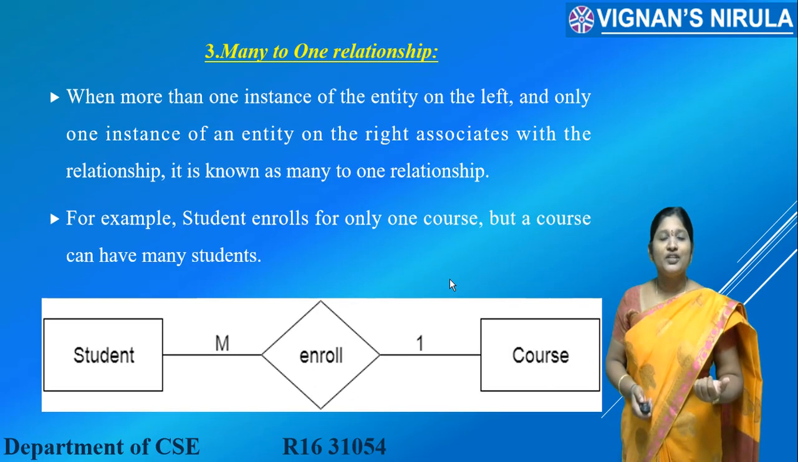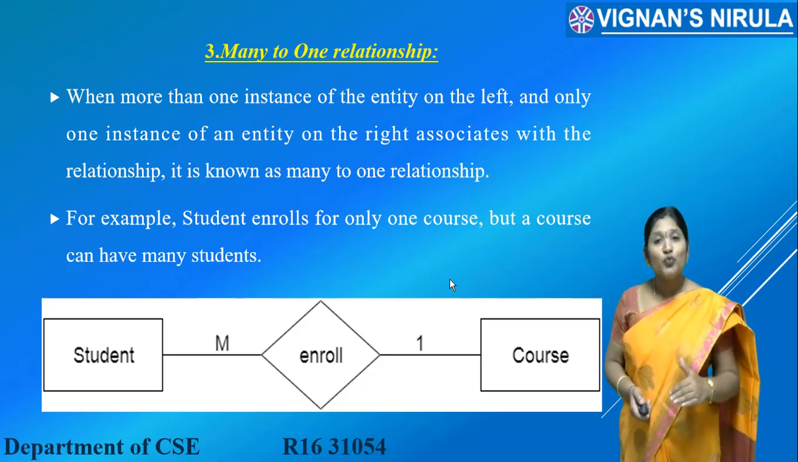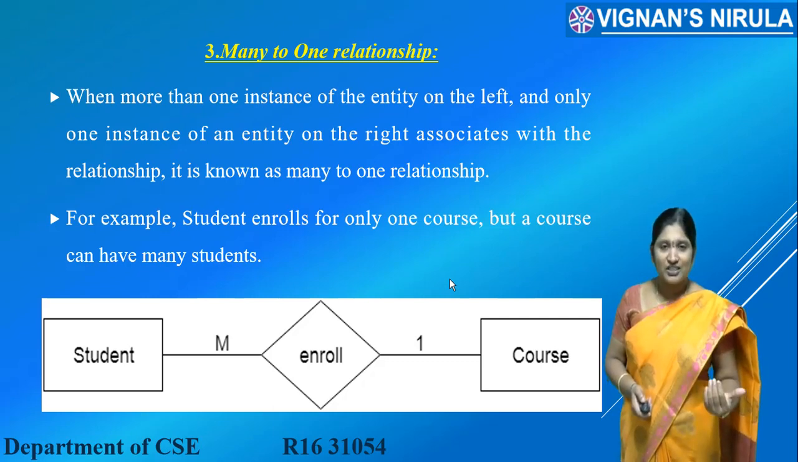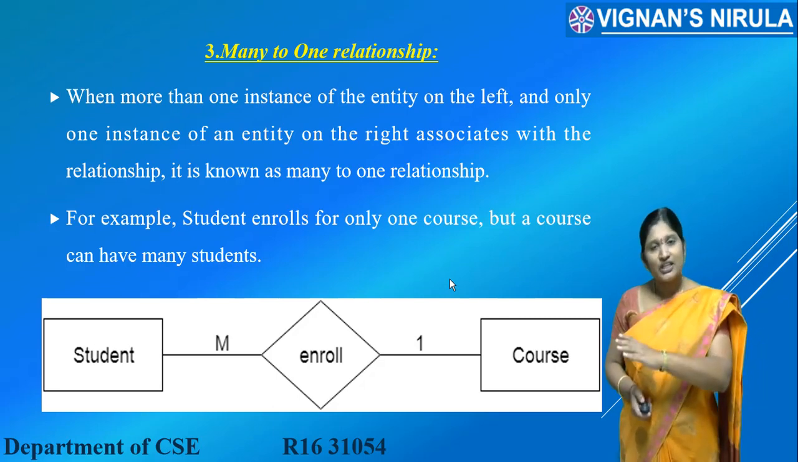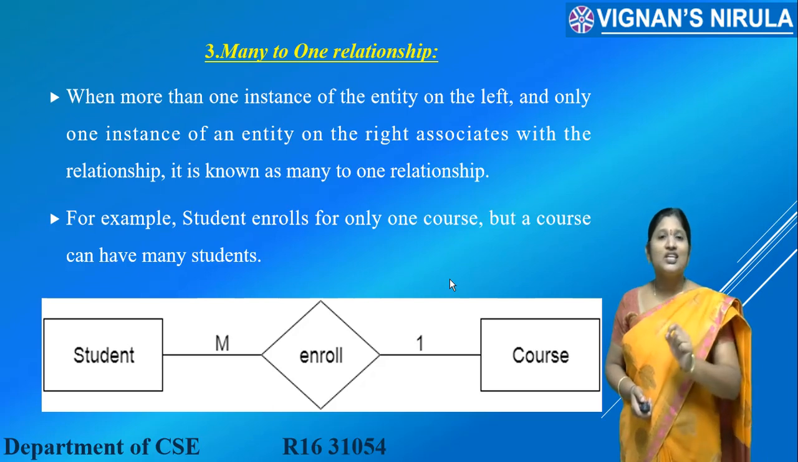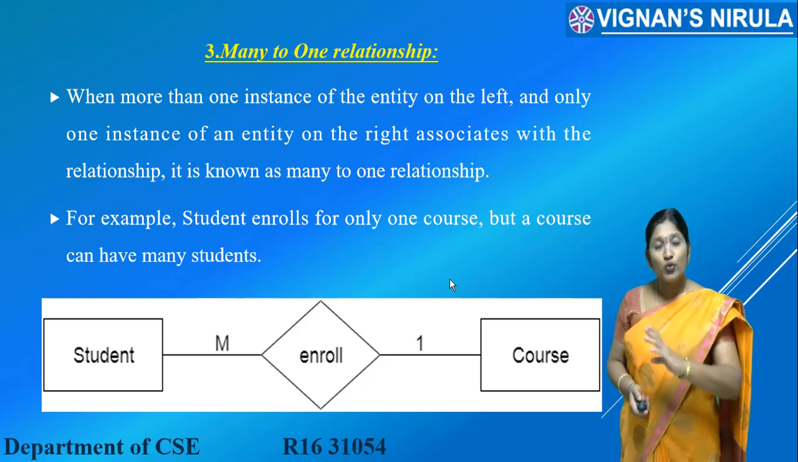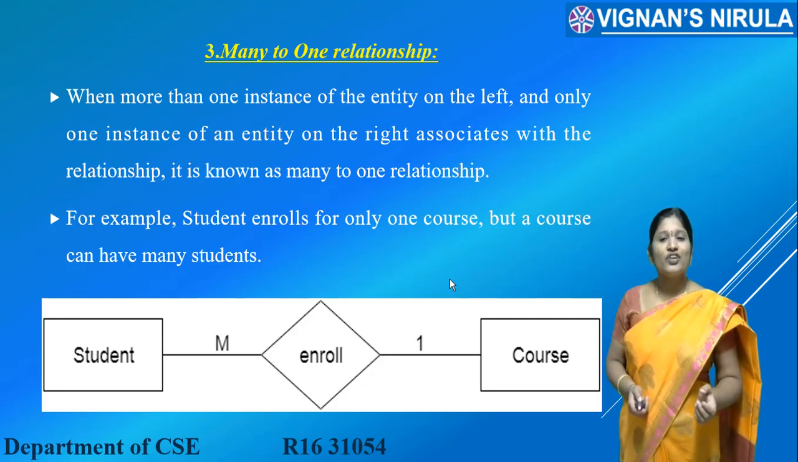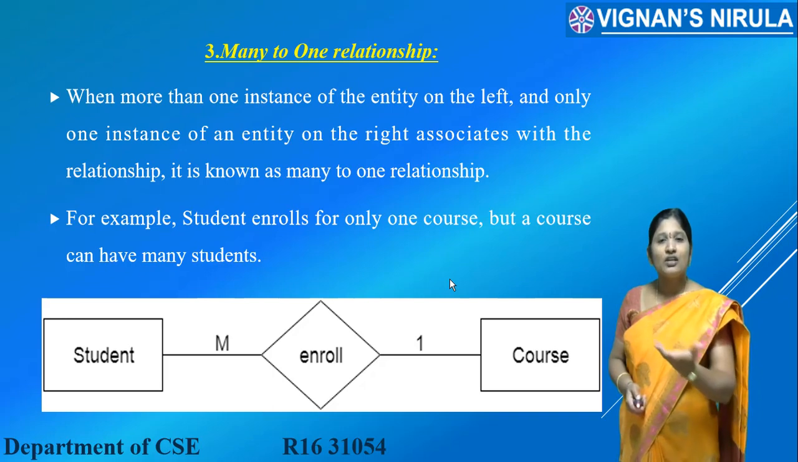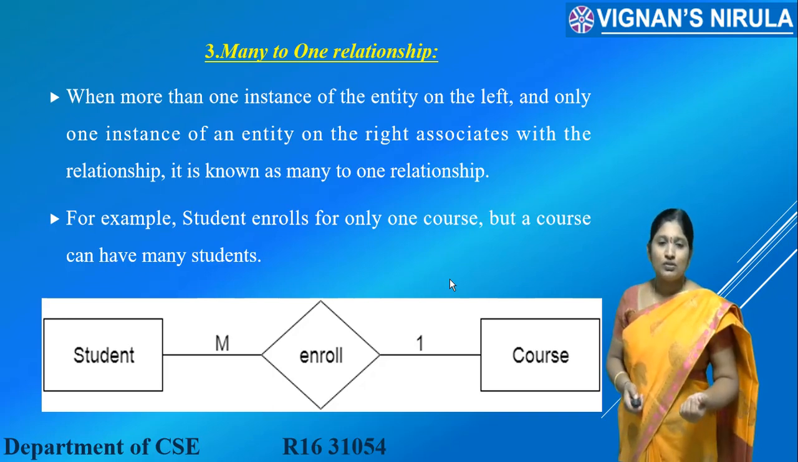So while coming for the third type of relationship, what is the third type of relationship? Many-to-one relationship. As its name indicates, many entities in the first entity set can be connected to only one single entity in the second entity set, that is being called as many-to-one relationships. So in order to draw this type of relationship also, we have considered another database. What is the database? A student enrolling to a course.